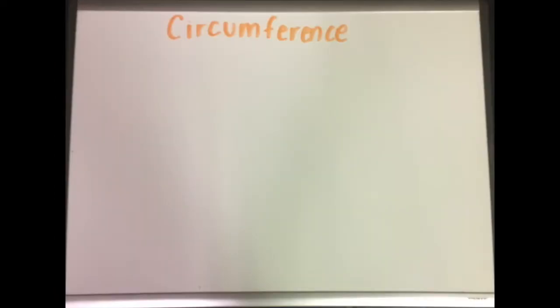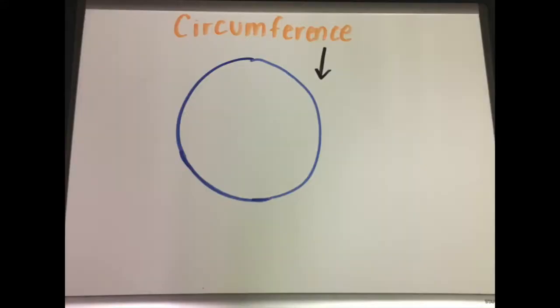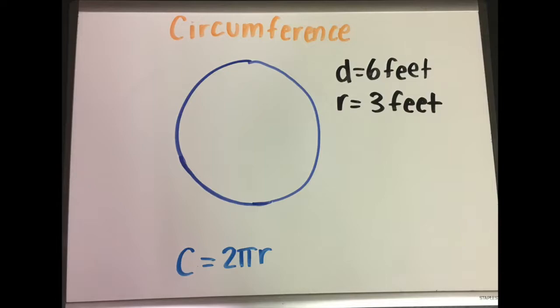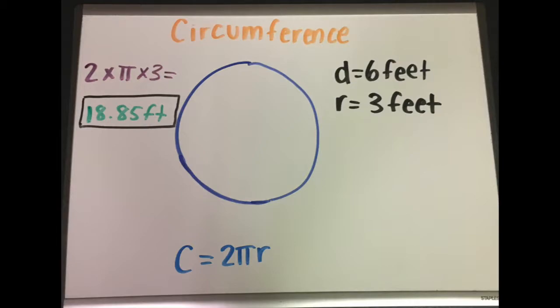Another important thing to find in circles is circumference. Circumference is the outside of a circle, almost like the perimeter of a square or a rectangle. The equation for circumference is 2 times pi times radius. Our fish tanks have a 6-foot diameter or a 3-foot radius. 2 times pi times 3 equals approximately 18.85 feet.